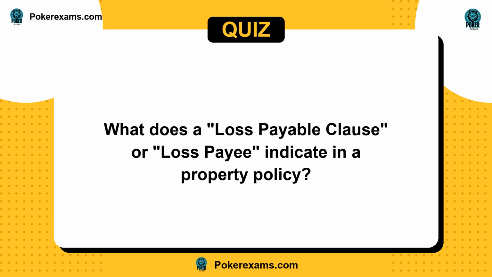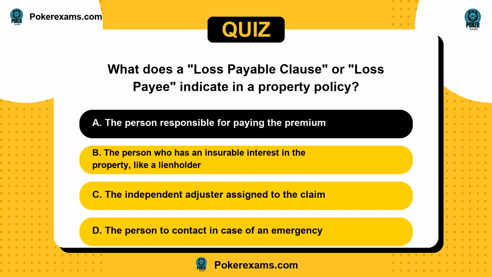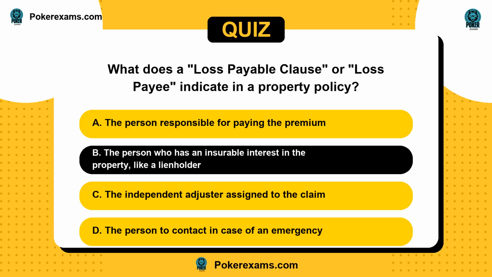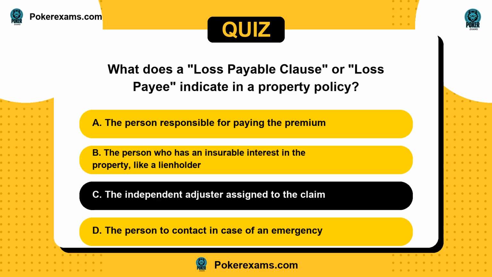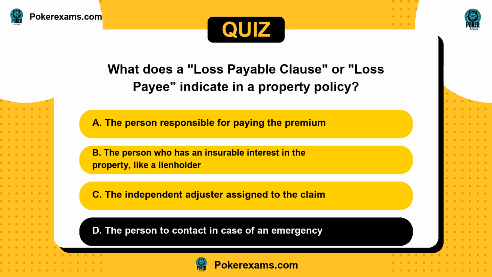Next question. What does a loss payable clause or loss payee indicate in a property policy? Is it A, the person responsible for paying the premium? Or B, the person who has an insurable interest in the property, like a lien holder? C, the independent adjuster assigned to the claim? Or D, the person to contact in case of an emergency?